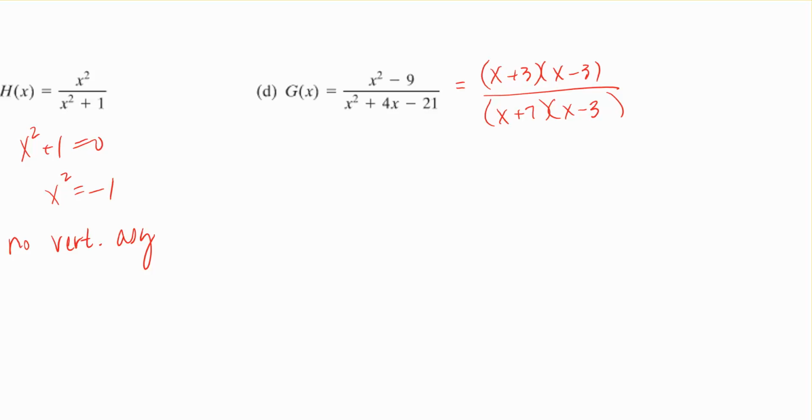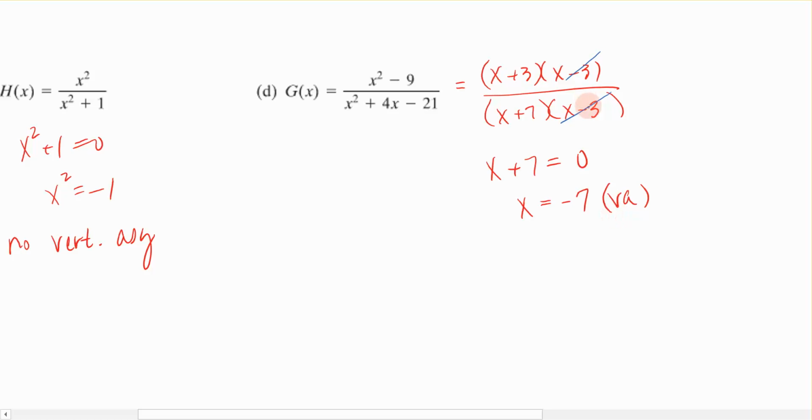Now that I have factors, I can see, are there any common factors that are going to cancel? And sure enough, this x minus 3 in the numerator and the one that's in the denominator are my terms that are actually going to cancel. Now that I have this portion right here, x plus 3 over x plus 7, it's this factor that is left in the denominator that I'm going to set equal to 0 and solve. So I find out that there is a vertical asymptote when x is equal to -7. This is the vertical asymptote.